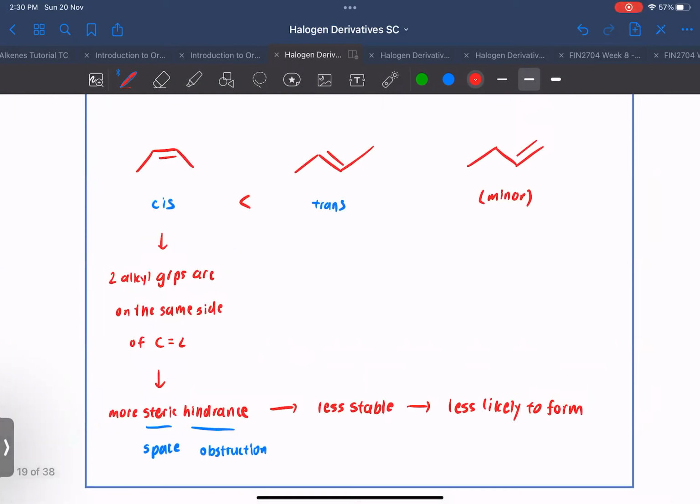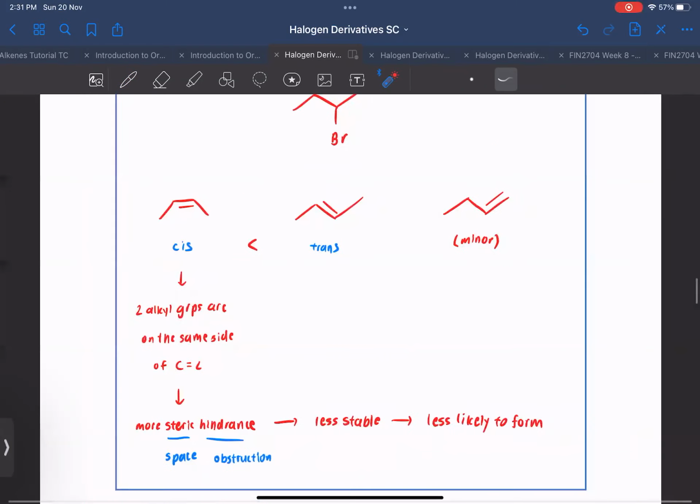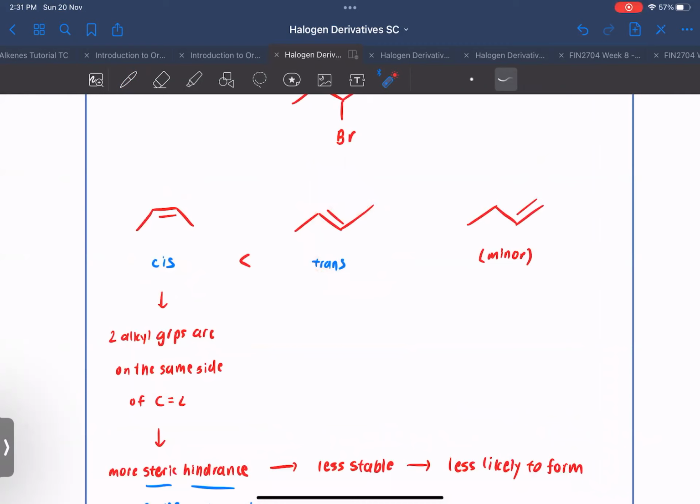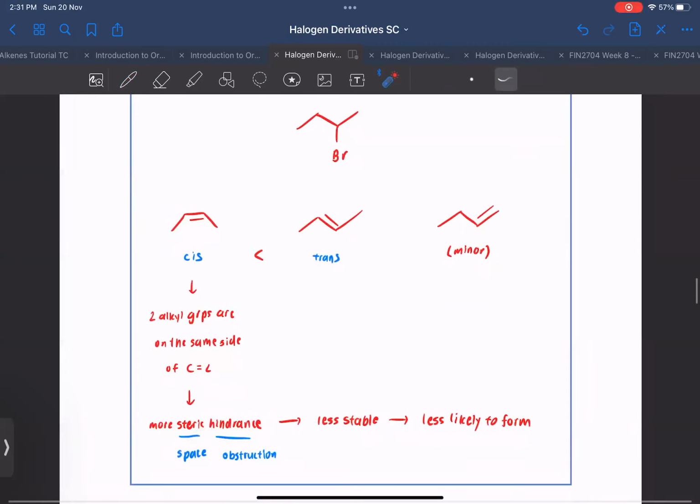So we introduce this new term called steric hindrance. Having more steric hindrance just means the molecule feels very bulky, very crowded, very cramped. And that's a bad thing. You see the trans isomer faces less steric hindrance because the groups are on opposite sides, so it doesn't feel as cramped and crowded. That's what steric hindrance means. So they can also ask you to explain between cis and trans which is more likely to form. It's definitely possible. Any questions here?